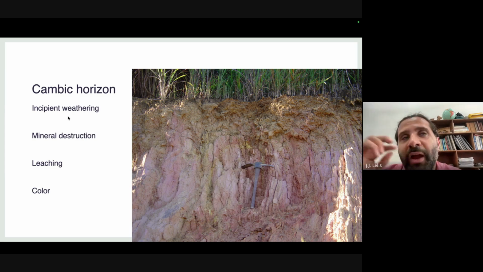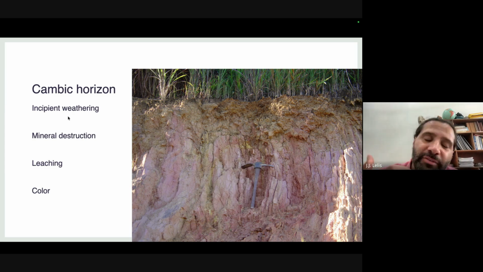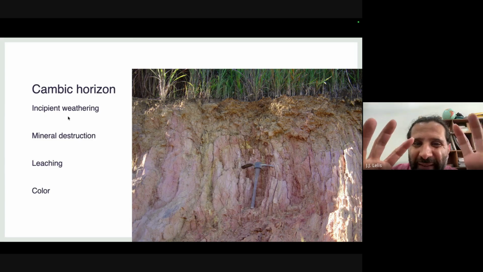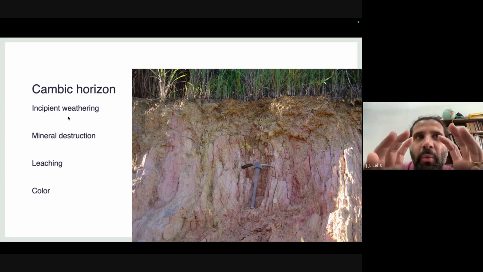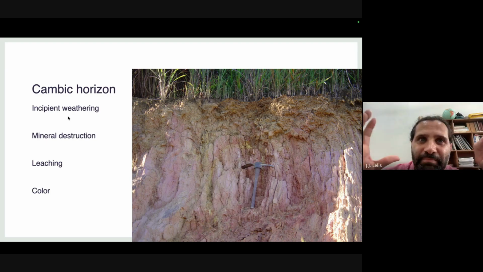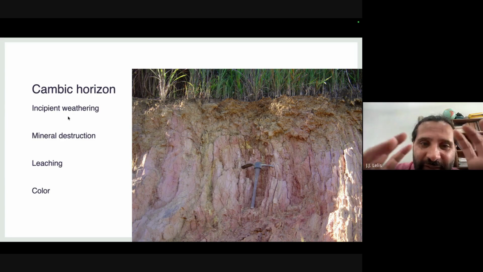I like to think that the Cambic horizon is like a teenager. It's not a kid anymore, but it's not an adult. So it's in the middle between an adult and a kid, a baby, or even a child. So that section does not know very well its potential, or doesn't know very well what that person wants to know or be. So it's something that's changing.